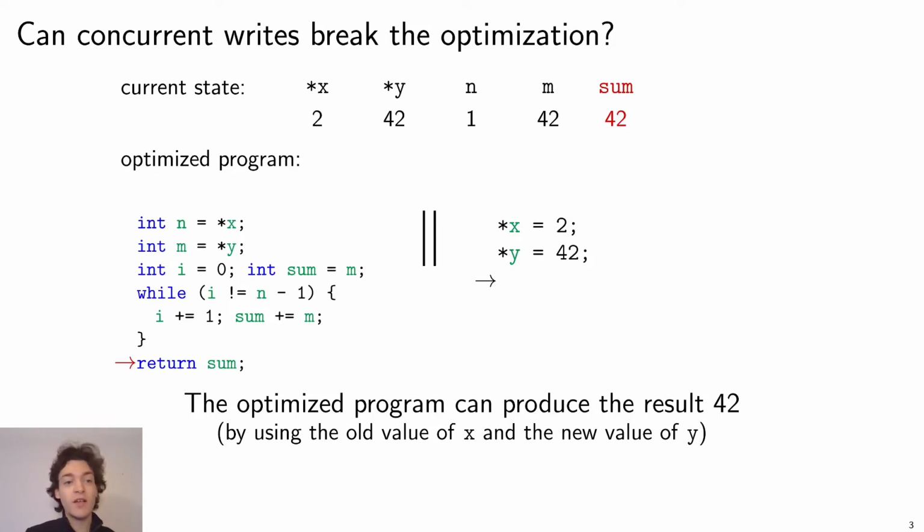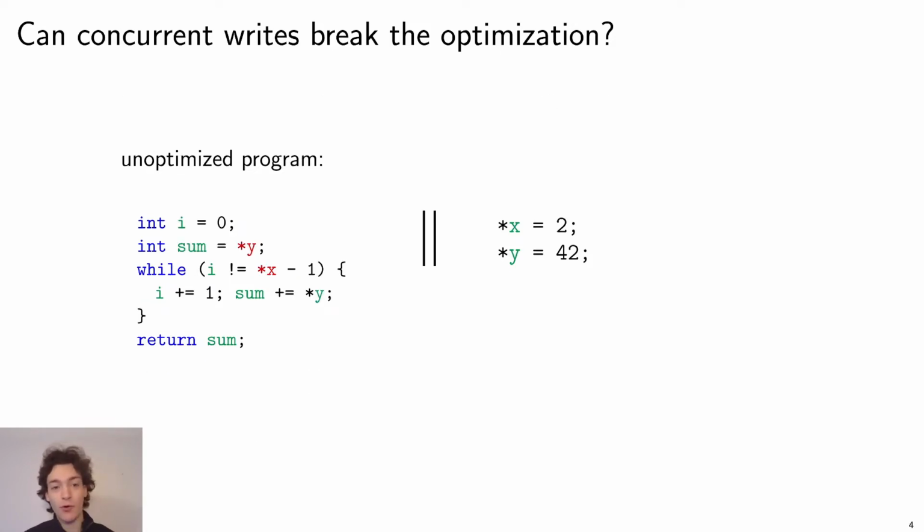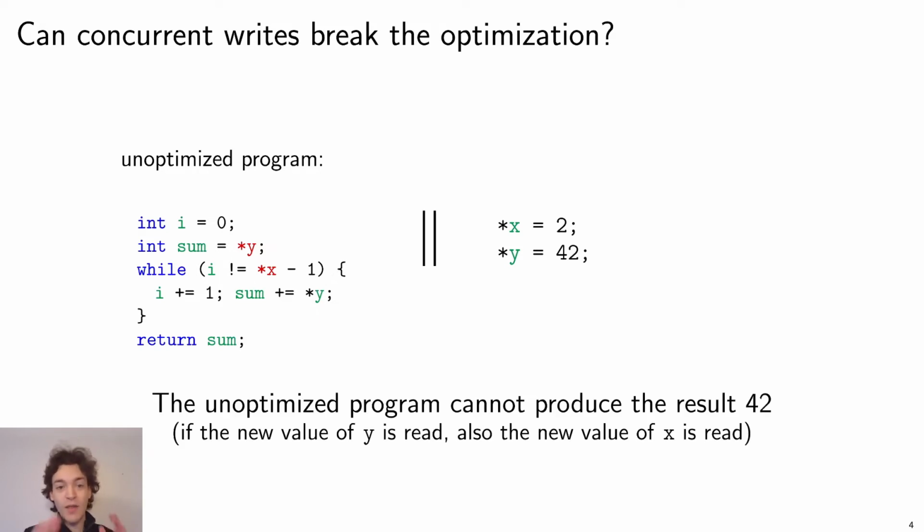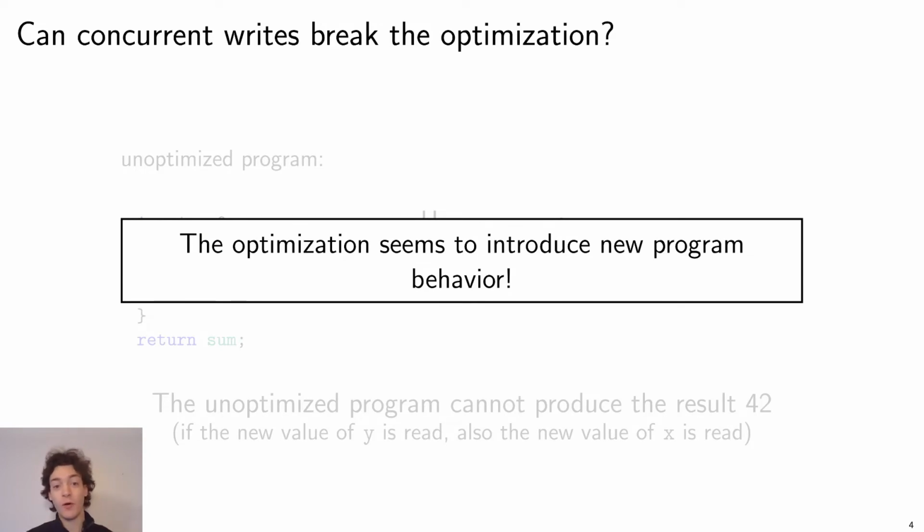On the other hand, if we consider the unoptimized program, we can see that it will always read x after y. So if the new value 42 is read for y, then also the new value 2 will be read for x, and there's no interleaving which can produce the result 42. So the optimization seems to introduce new results for the program, which would be wrong. There must be something more going on here.